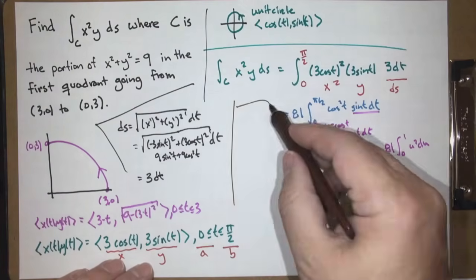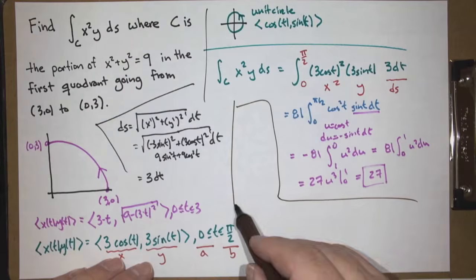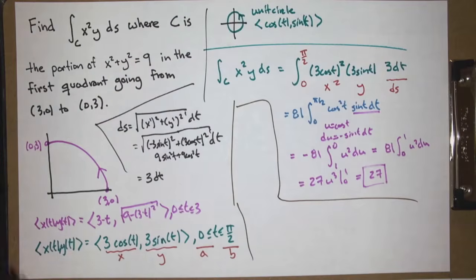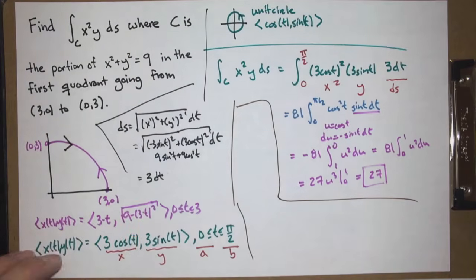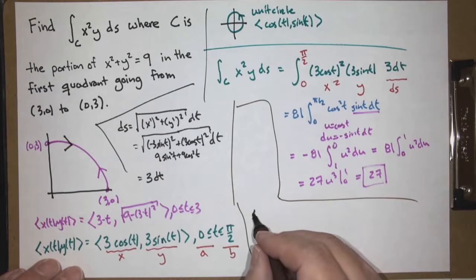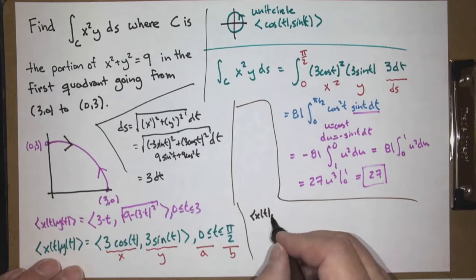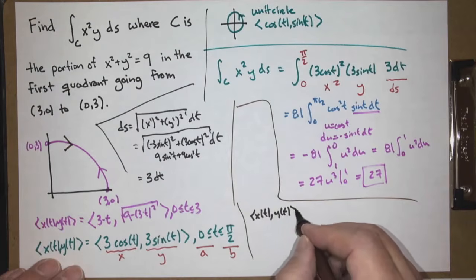I made a claim earlier that the orientation doesn't matter. I want to try to verify that. So we went from 3, 0 to 0, 3. What if I wanted to go from 0, 3 to 3, 0? Well, I claim we can do that. Here's what can you do to your parameterization to make that happen?